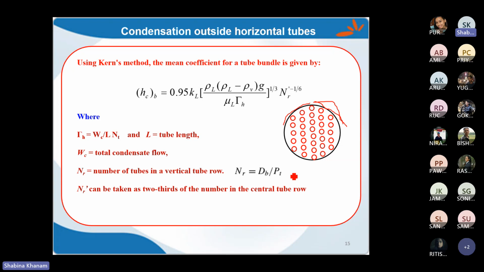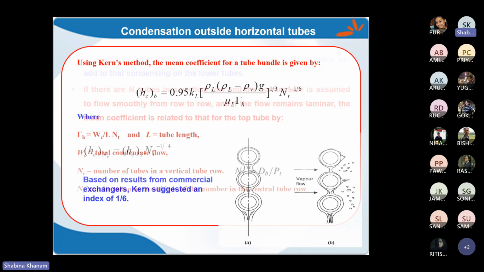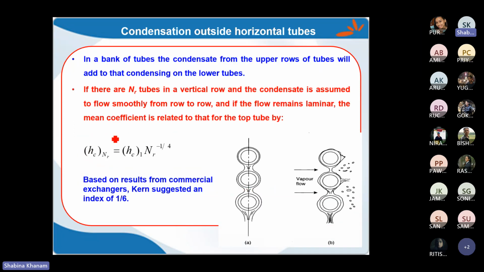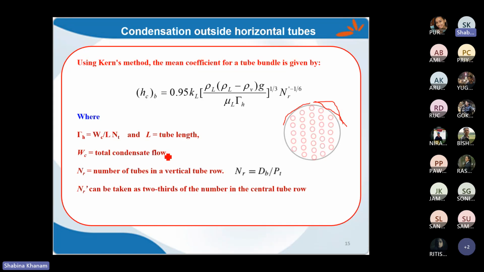So in that way you can consider this HCB. This is for bundle now. Okay, if you remember, if you see, this is HCNR. Okay, that is at the center only. But here I am having this HCB for the bundle.